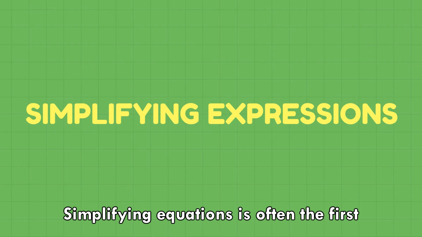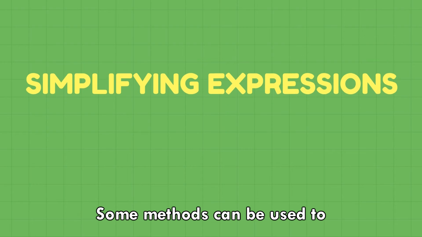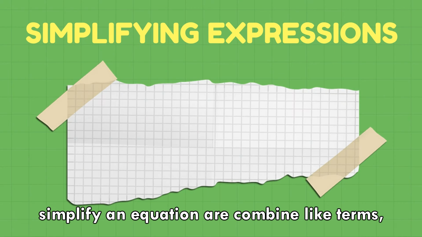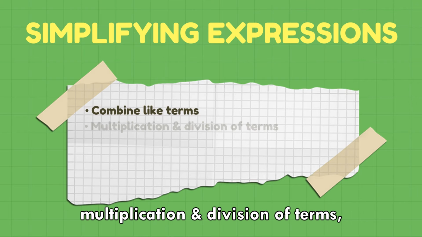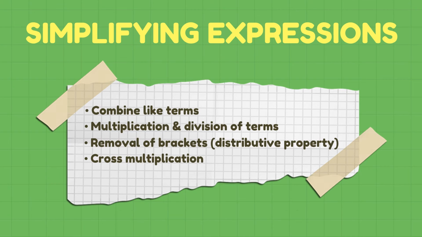Simplifying an equation is often the first step to solving algebra equations. Some methods that can be used to simplify an equation are combining like terms, multiplication and division of terms, removal of brackets, distributive property, and cross multiplication.